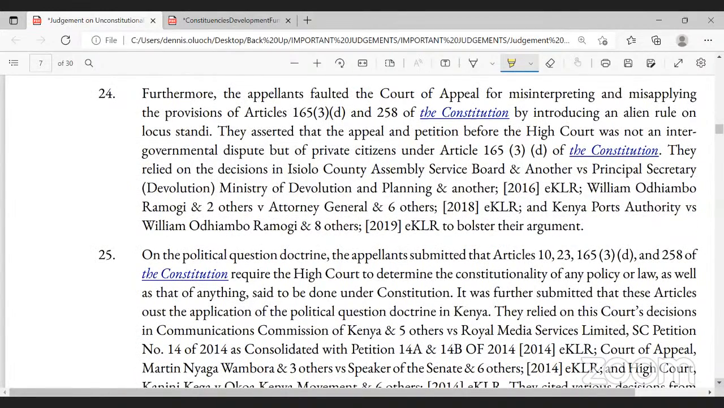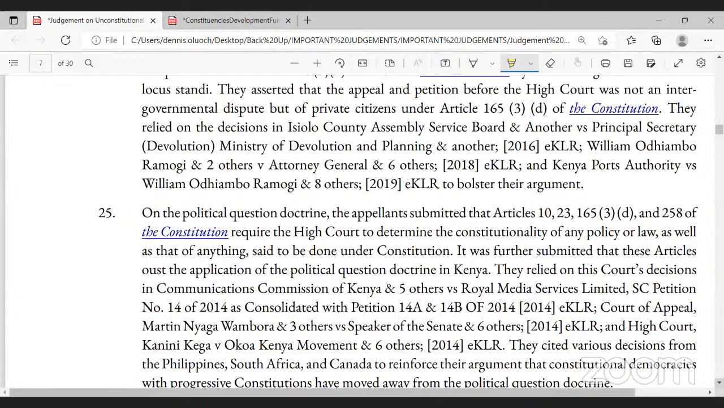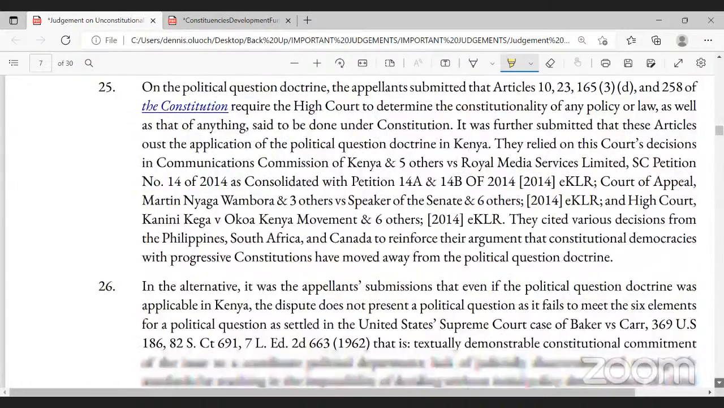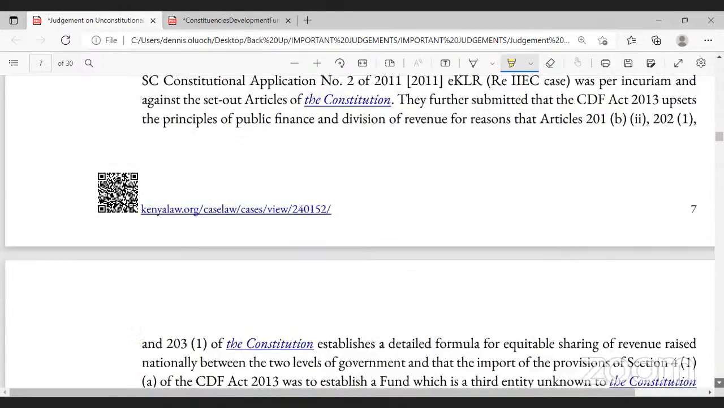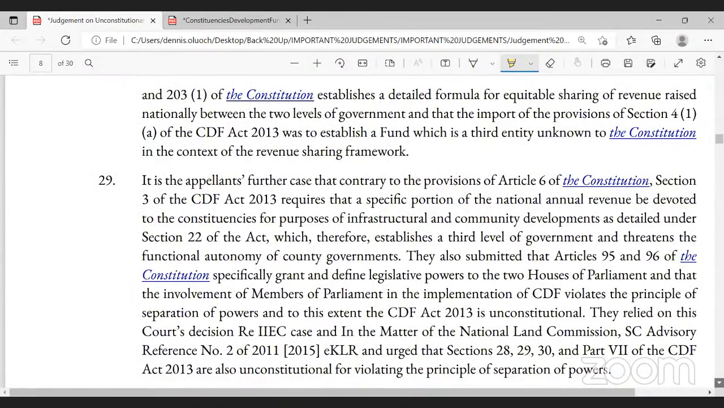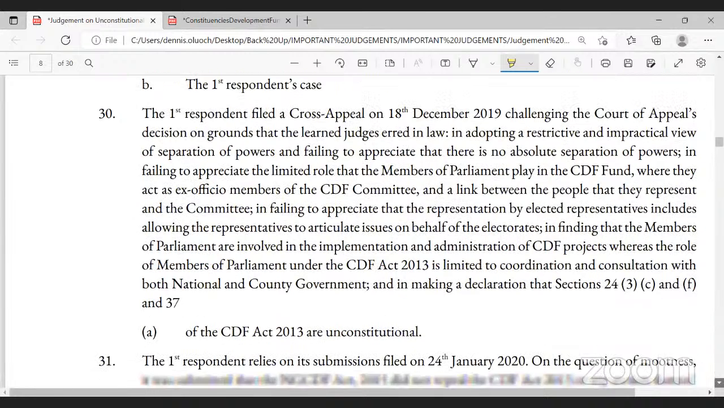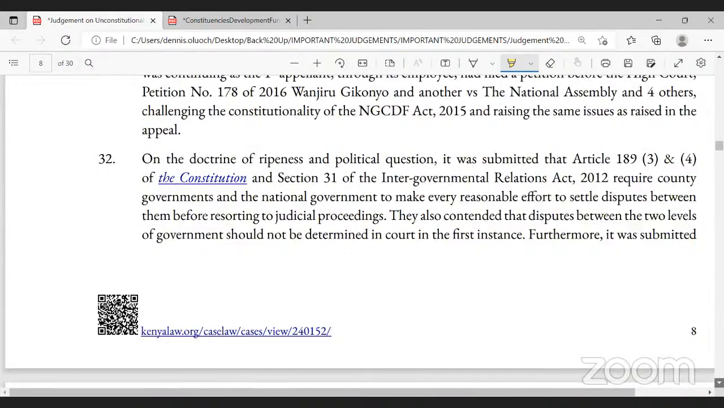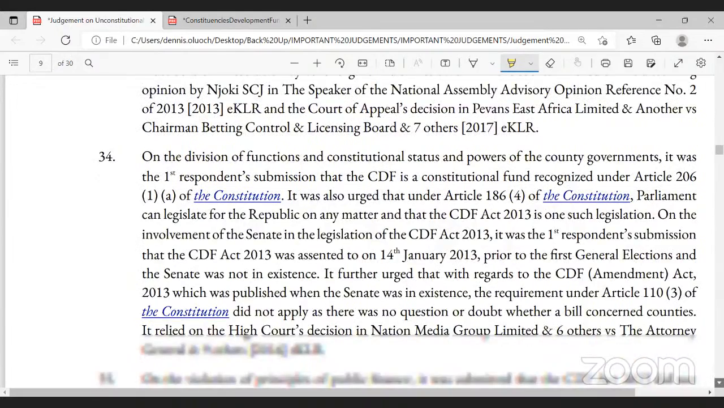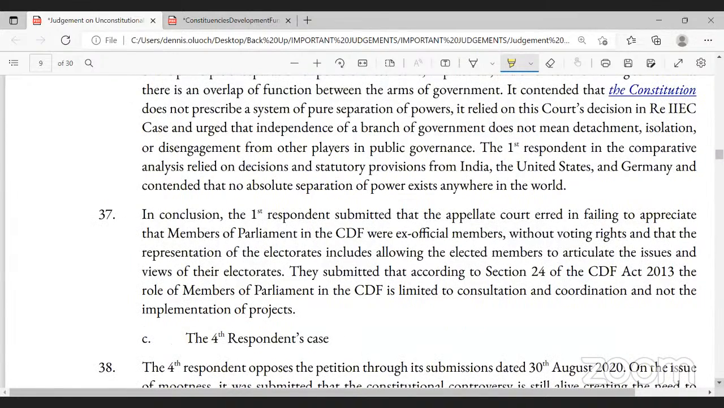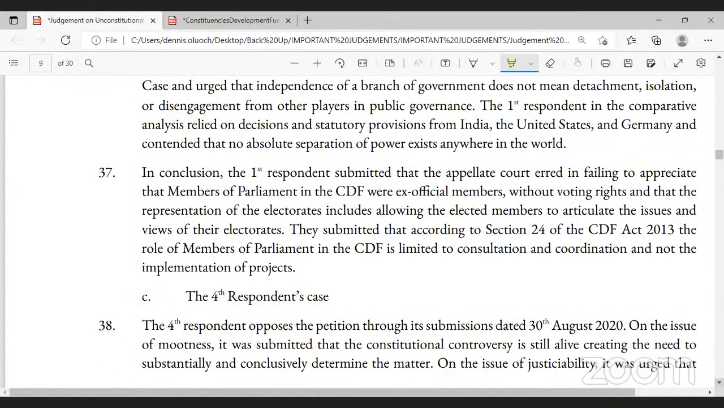Further, the appellants faulted the Court of Appeal for misinterpreting and misapplying the provisions of the Article. So they pick every issue and they address it. So that is the appellants. And then we see the first respondent's case. The first respondent comes in and also makes the case, and you'll see back and forth. They make their case. In conclusion, the first respondent submitted that the appellants' court erred in failing to appreciate that the members of parliament in the CDF were ex-officio members without voting rights.